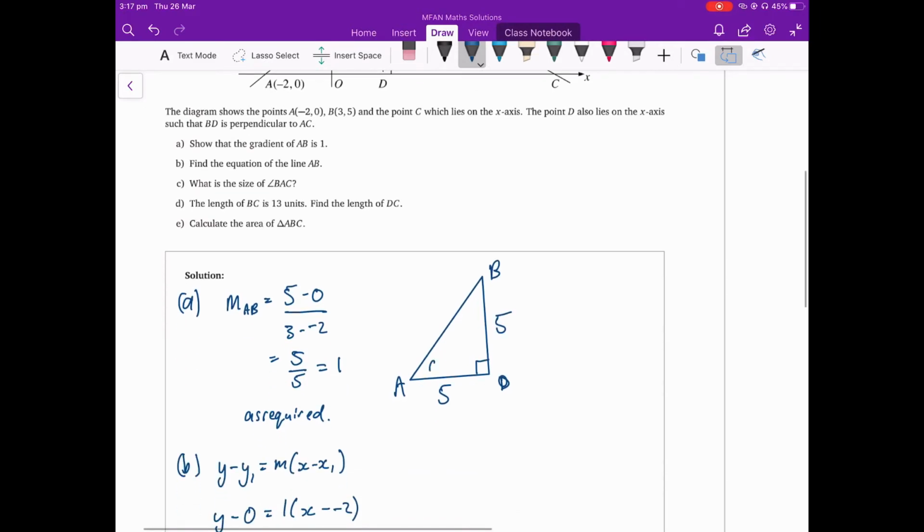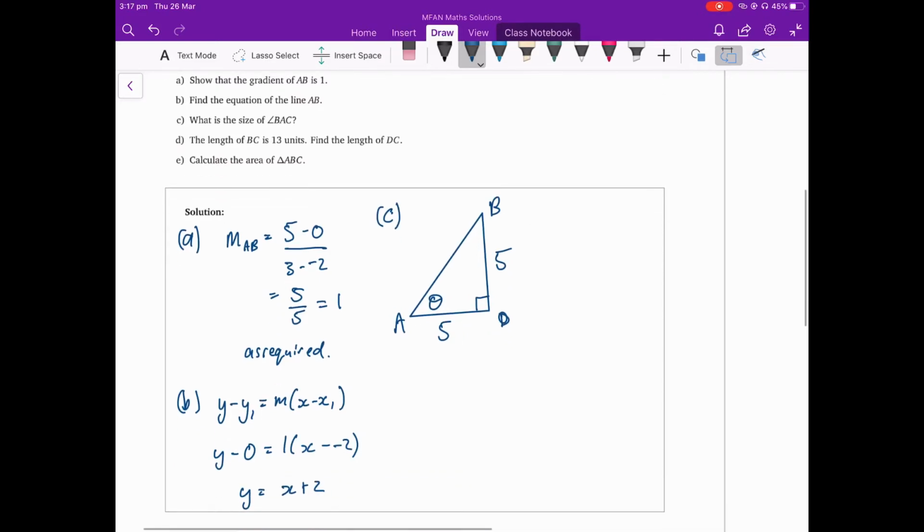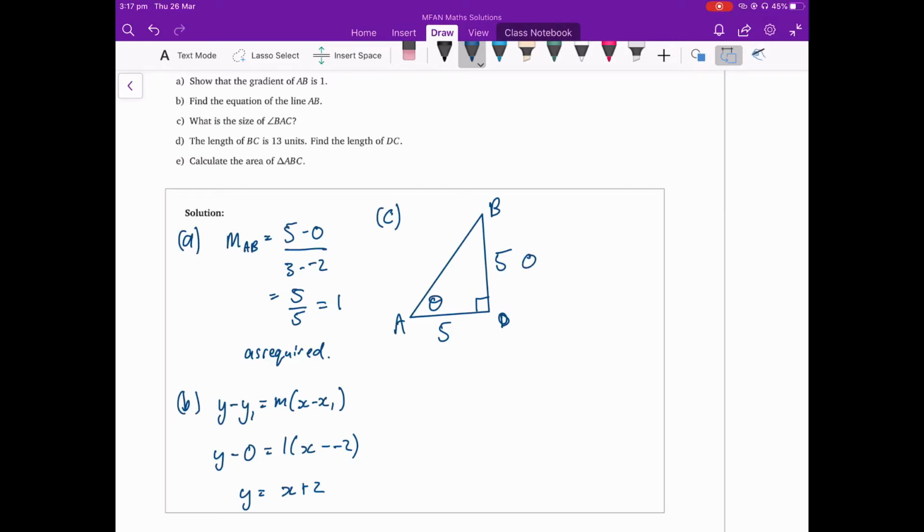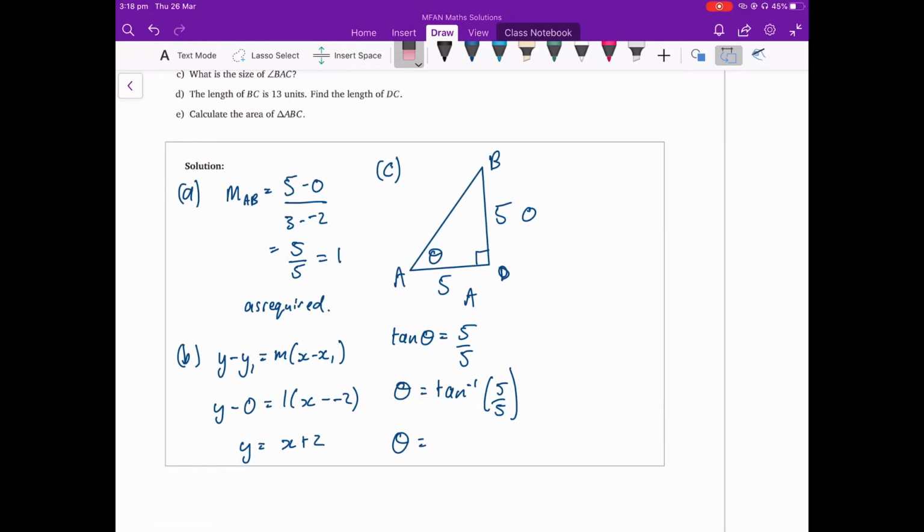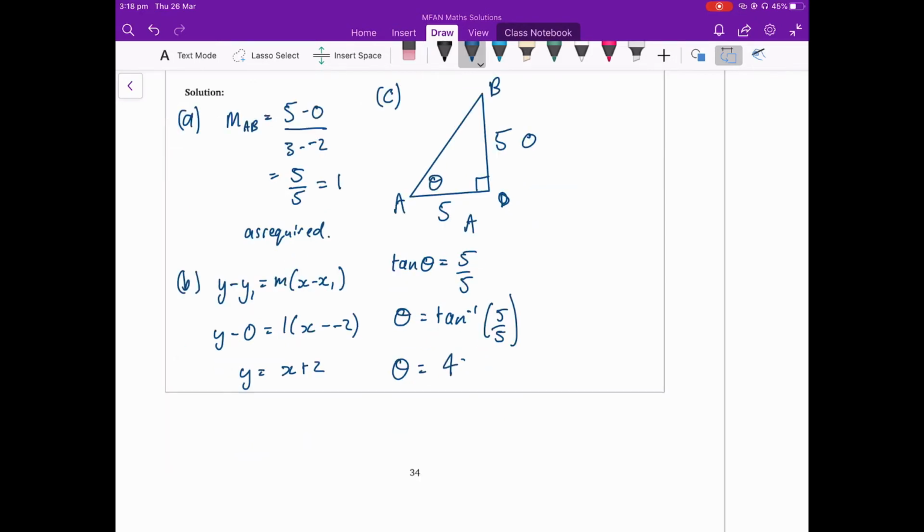So here our angle will be theta. That's question C. All right, so here I've got tan, with opposite over here and adjacent here. So tan theta is equal to 5 on 5, which is 1. So theta is equal to the inverse of tan 5 on 5. When we put this in our calculator, I'm going to go shift tan 5 on 5, and that gives 45 degrees.